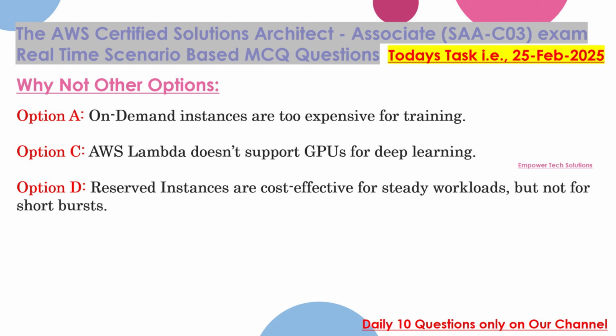Why not other options? Option A. On-demand instances are too expensive for training. Option C. AWS Lambda doesn't support GPUs for deep learning. Option D. Reserved instances are cost-effective for steady workloads, but not for short bursts.